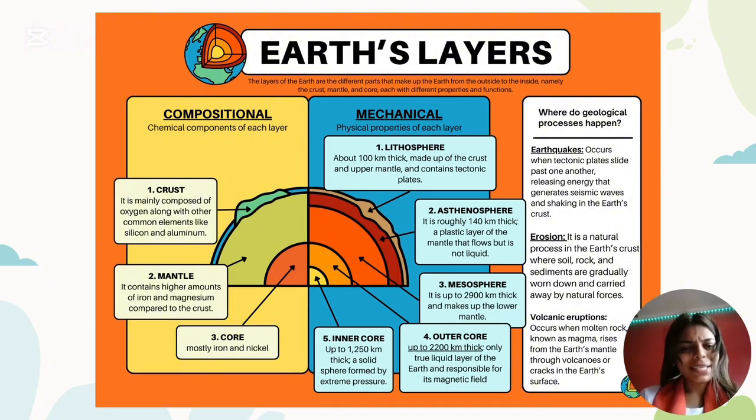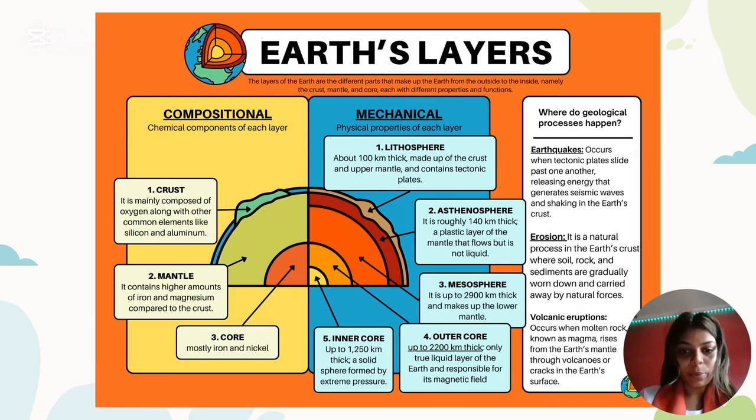Then we look at the second one, the asthenosphere. This lies beneath the lithosphere and is roughly 140 kilometers thick. It is a plastic layer of the mantle that can flow slowly but it's not liquid. This layer allows tectonic plates to move above it.